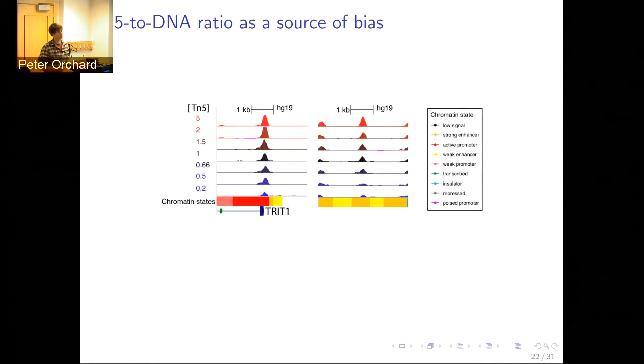And on the left, it shows a promoter. You kind of see that as you increase the amount of Tn5 moving up, you clearly see that the signal becomes much stronger. Similarly, on the right, it's the same pattern, kind of further away from a gene, though.